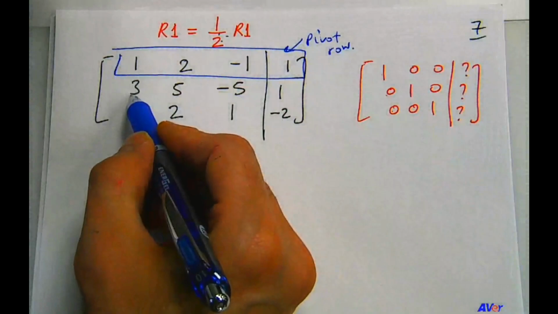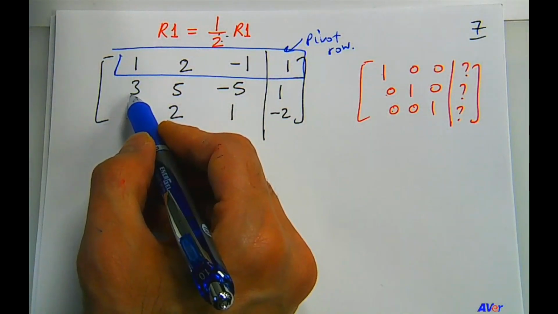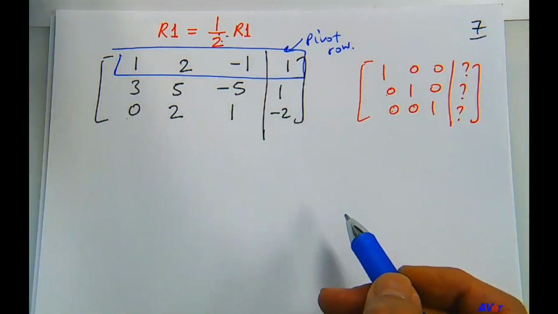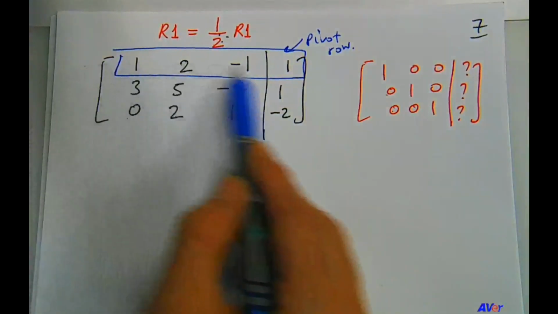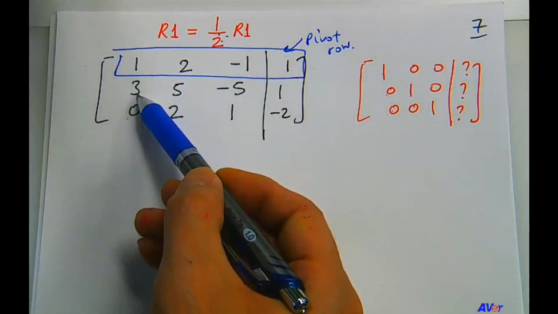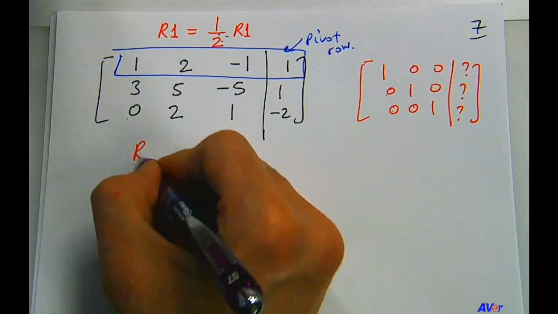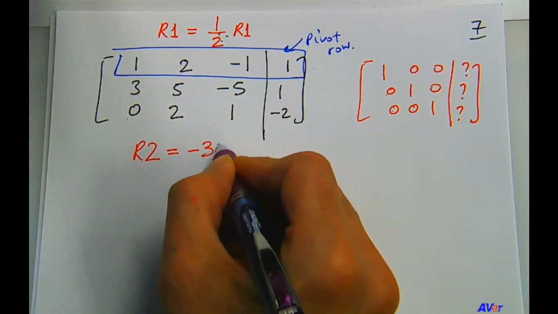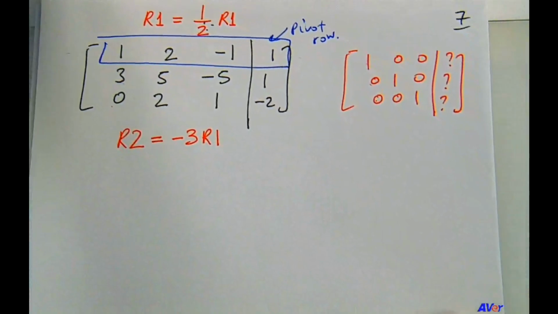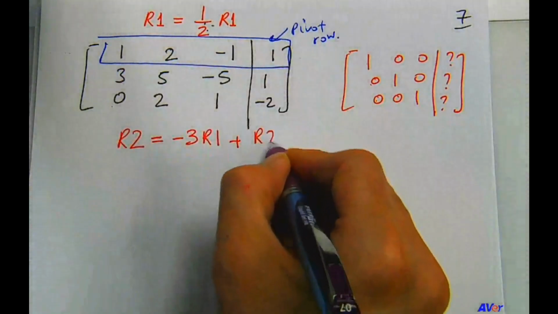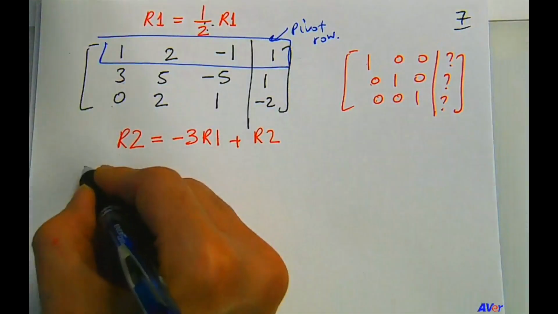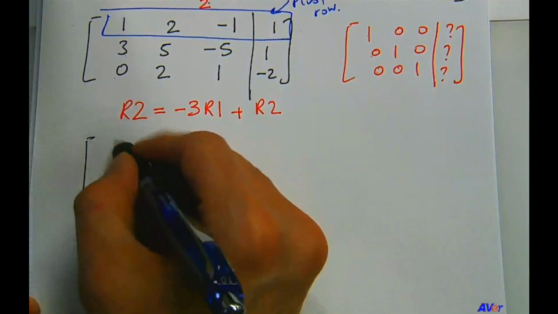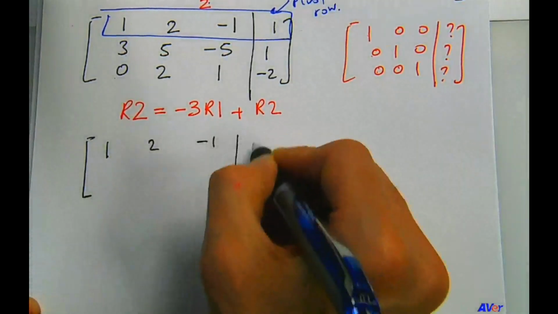Okay, so to convert the 3 to 0, all we need is add a -3 to it. But where is the -3 going to come from? It's going to come from multiplying the pivot row by -3 and adding it to row 2. Because we're changing row 2, 3 is in row 2. So row 2 is equal to -3 times row 1, which is the pivot row, plus row 2.